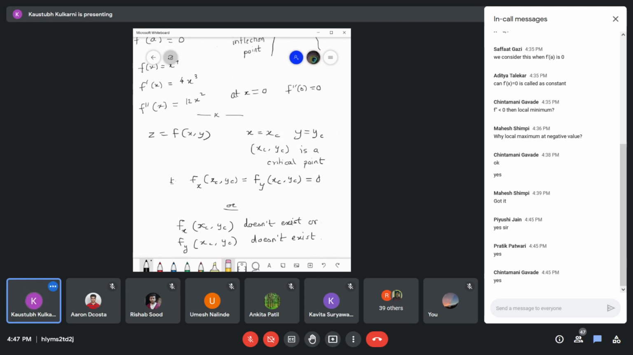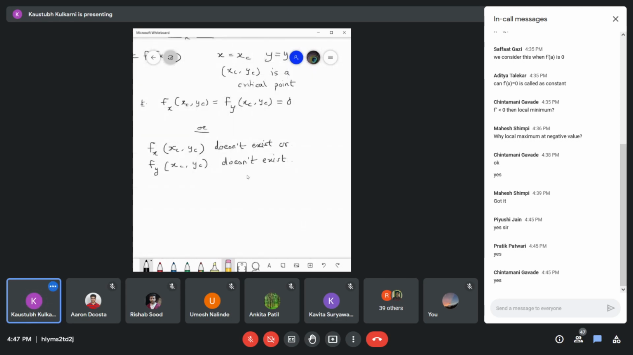The first condition is that both the partial derivatives are equal to 0, or one of the partial derivatives does not exist. Then xc comma yc is called a critical point. So for example, if f of x y is x square plus 2xy minus 4y square plus 4x minus 6y plus 4.